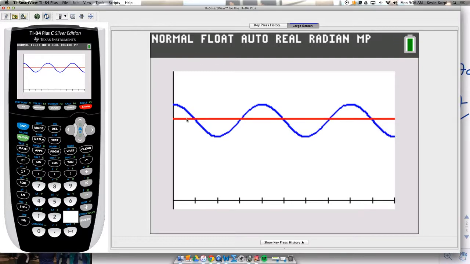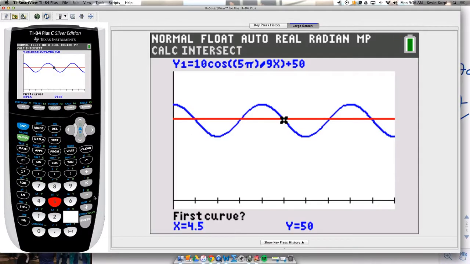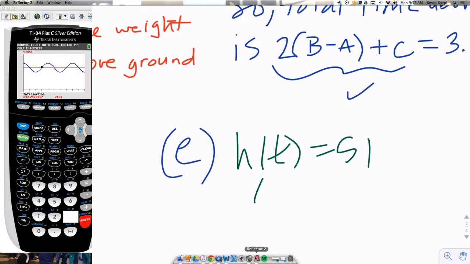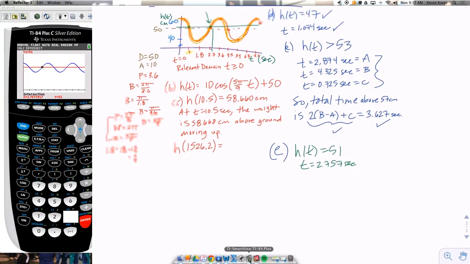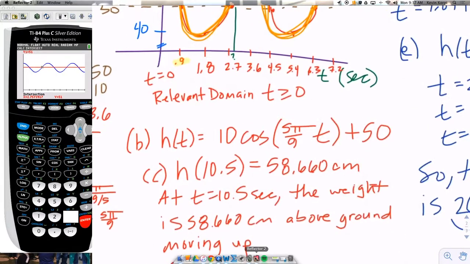All right, which point of intersection do we want? The first, second, third, fourth, or fifth? The second one. So second, trace, number 5, and then we scroll back to the left, and we hit enter, and we get 2.757. So again, on your paper, you're going to have t equals 2.757 seconds.